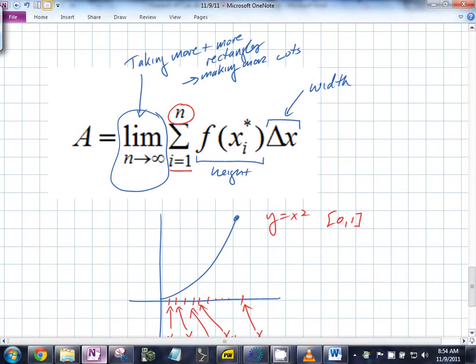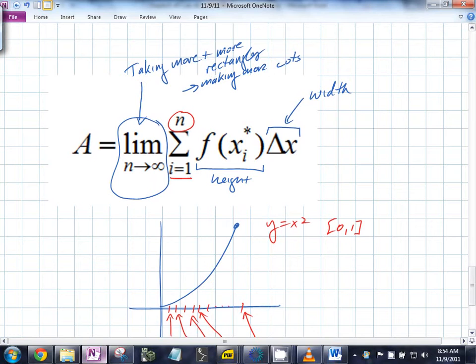What's the one last thing that you have never seen before? What's that thing called? Okay, the sigma means what? Add it all up. So what's the last symbol on there we haven't explained? The asterisk. This thing right here. What does that mean?